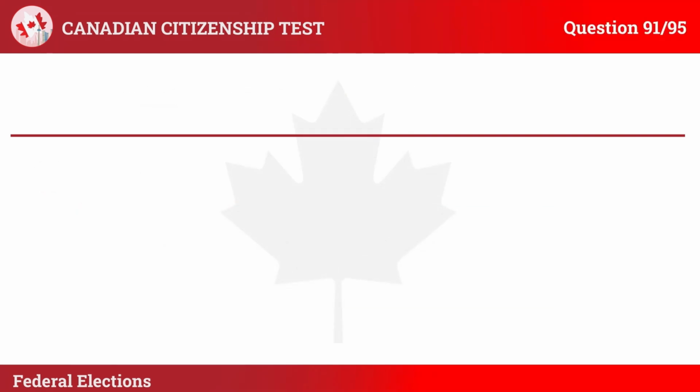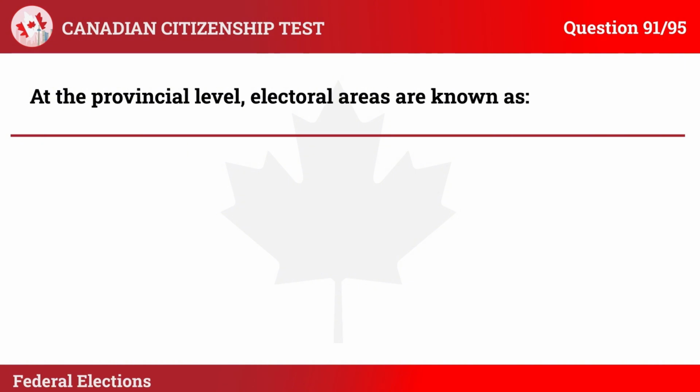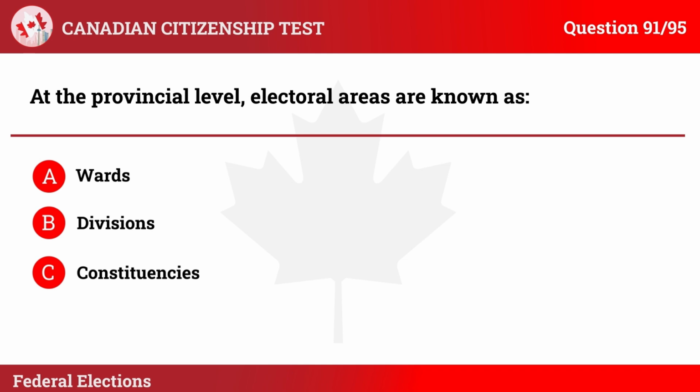Question 91. At the provincial level, electoral areas are known as A. Wards. B. Divisions. C. Constituencies. D. Precincts.